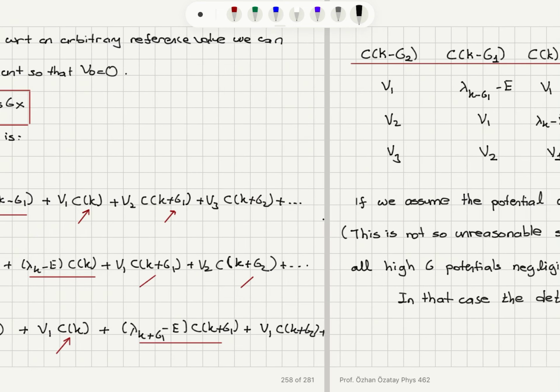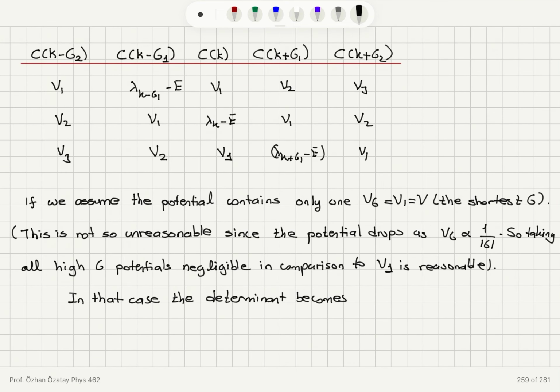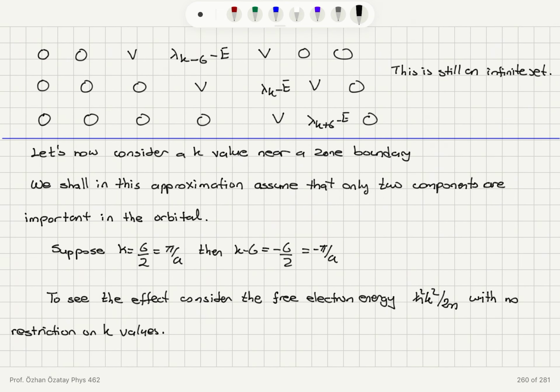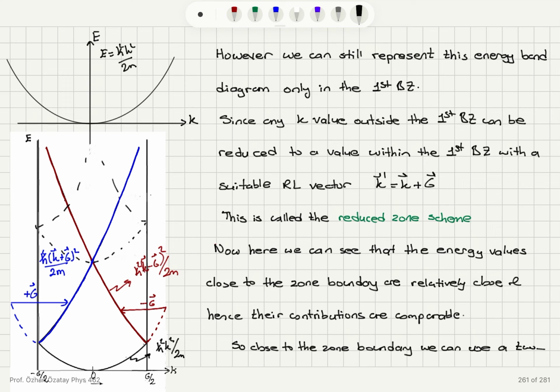So by considering this, we have written the determinant of the coefficients for the case where we have only non-zero potential values in the first Fourier coefficient, and by considering k minus g and k plus g, we have written this explicitly. And now we have introduced the concept of reduced zone scheme. So anything outside the first Brillouin zone, we can bring back to the first Brillouin zone by using an appropriate reciprocal lattice vector, minus g or plus g.